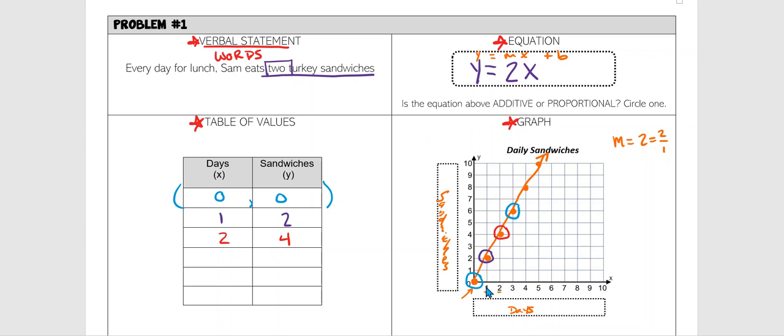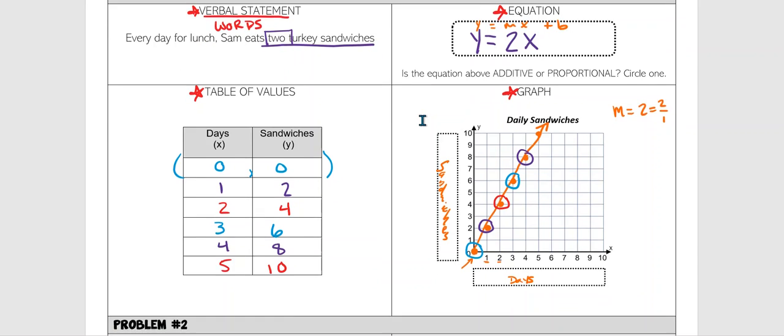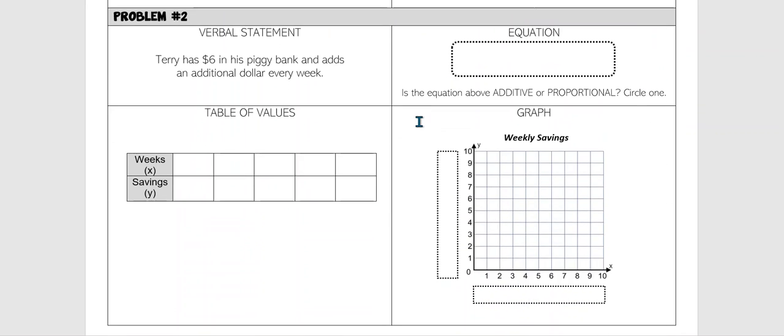All right, so next we have over 3, up 6. So 3, 6. We keep going. Our next point is 4, 8. And our last point here that we have is 5, 10. So that's one way to complete the table. We can use our graph and work backwards. Now let's take a look at another example.